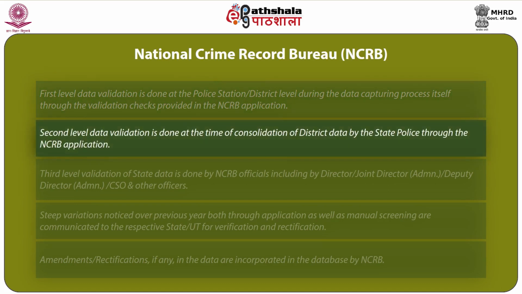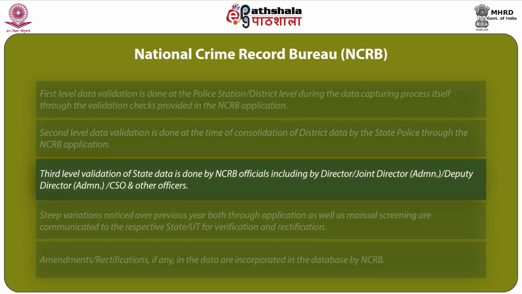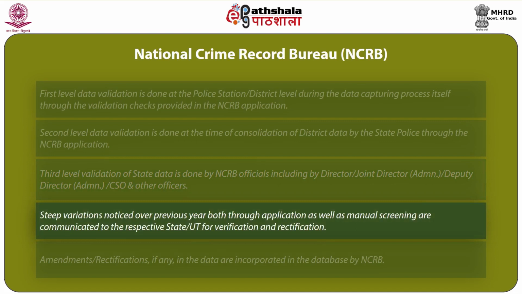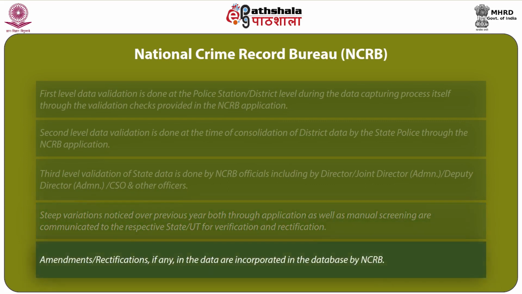The first level data validation is done at the police station or district level during the data capturing process itself through the validation checks provided in the NCRB application. Second level data validation is done at the time of consolidation of district data by the state police through the NCRB application. Third level of validation of state data is done by NCRB officials, including the director or joint director, admin, deputy director admin, CSO and other officers. Steep variations noticed over previous year, both through applications as well as manual screening, are communicated to the respective state and union territories for validation and rectification. Amendments, rectifications if any, in the data are incorporated in the database by NCRB.